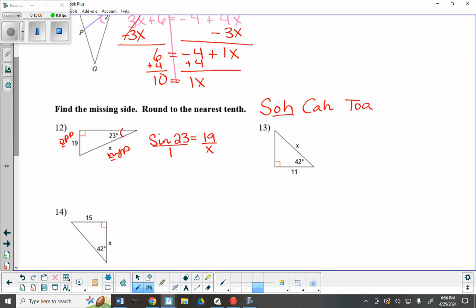Now technically, what we could do to solve that is we can cross multiply. So x times the sine of 23 equals 19. So to solve for x, you would have to divide by sine 23 here and divide by sine 23 on the other side. So x would equal 19 divided by sine of 23, which is 48.6.